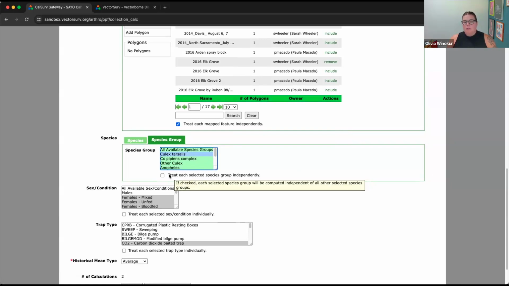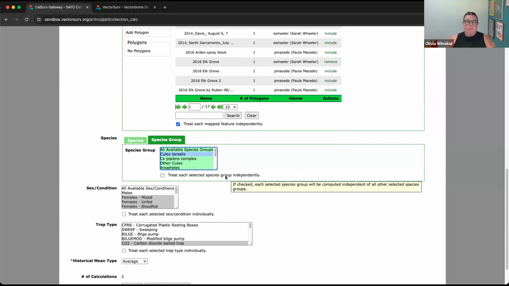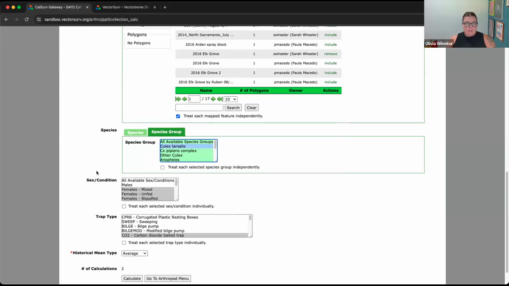Again, we have the option to treat the species separately or independently or together. So if we treat tarsalis and pipiens the same way, and we just want to know mosquitoes per trap night for both of those in a region, we might not choose to treat them independently, because we're just interested in how many tarsalis and pipiens per trap night are there together. But again, that's up to you and what works for your agency and what your action thresholds are. So we'll choose Culex tarsalis.